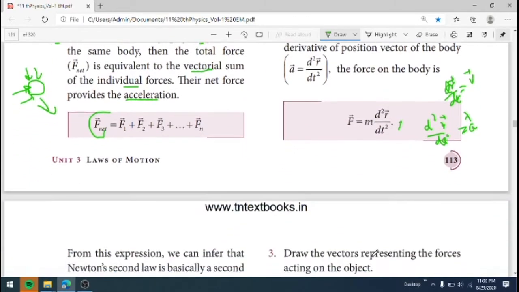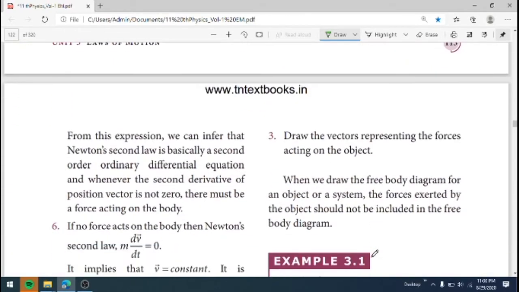This expression enforces that Newton's second law is basically a second order ordinary differential equation, and whenever the position vector is not zero, has some value, there will be force acting. If the value of the position vector is not zero, has some value, it means a force is acting there.